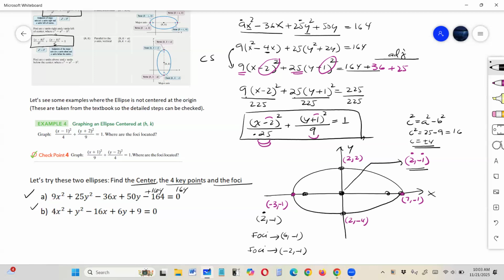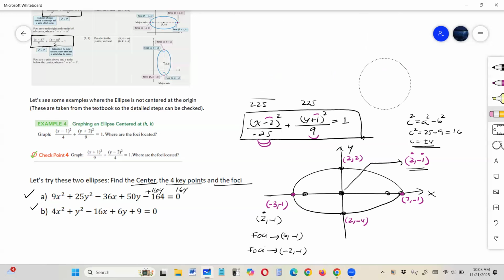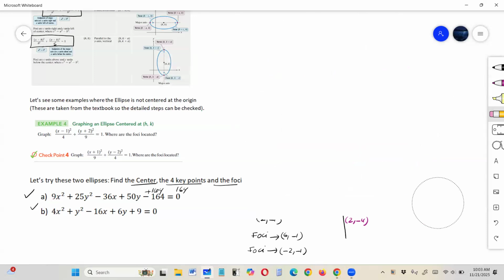All right, so then we found everything. We found the center, we found the 4 key points, and we found the 2 foci using the technique called completing the square. All right, so this is on X. Now let's do the exact same thing on the other equation, which I think is going to be centered on or sitting on Y. Okay, B.